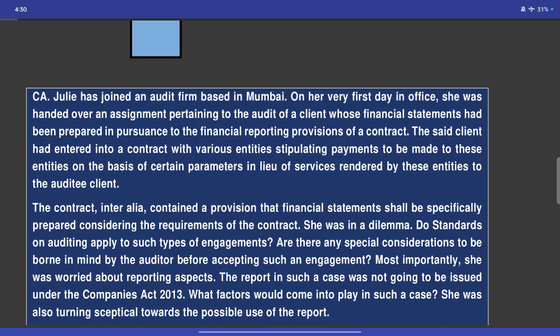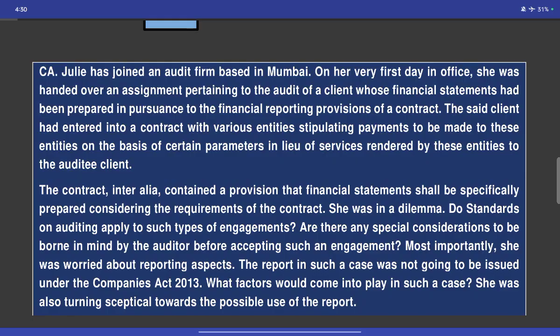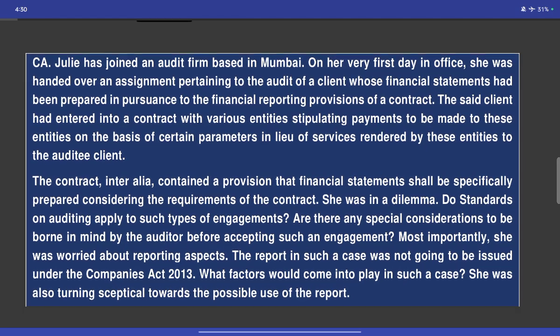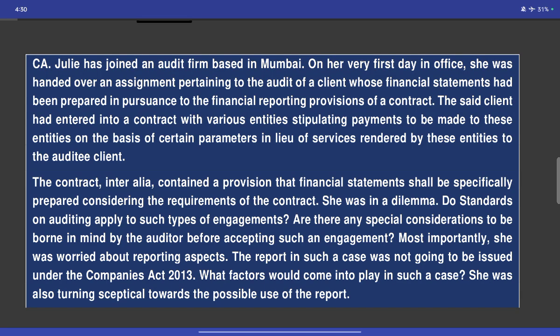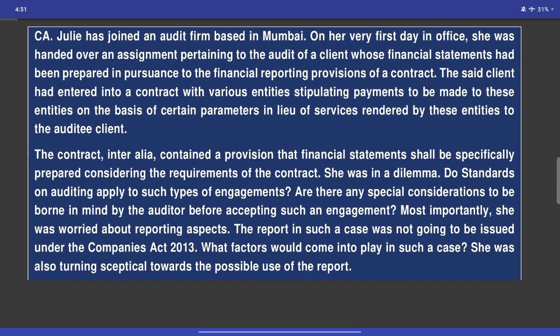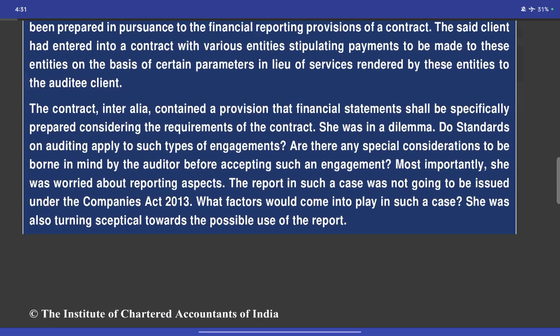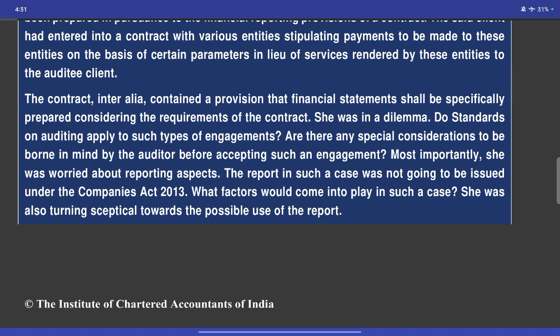CA Julius joined the audit team. On her first day of office, she was handed an assignment relating to the audit of a client whose financial statements had been prepared pursuant to the financial reporting provisions in a contract. The client has entered into contracts with various entities, stipulating payments to be made to those entities on the basis of certain parameters and rules for services rendered by these entities to the auditing client. The contract, inter alia, contained a provision that the financial statements shall be specifically prepared to meet the requirements of the contract.